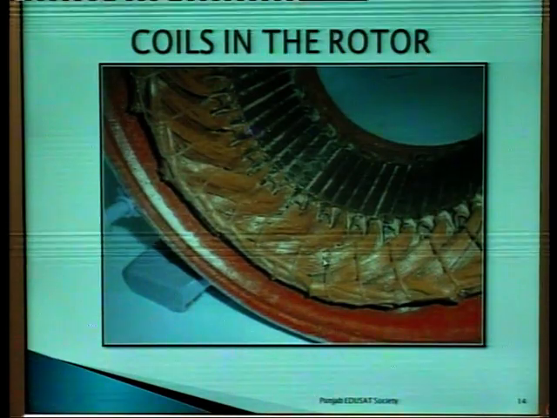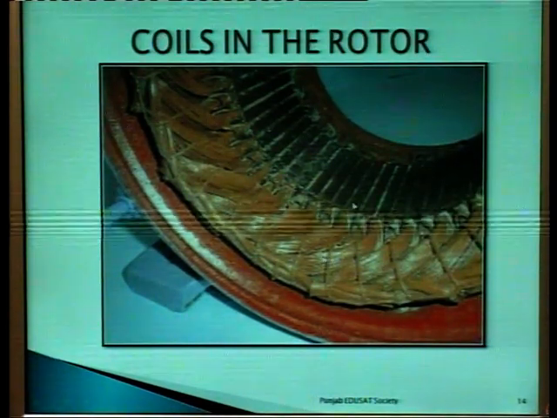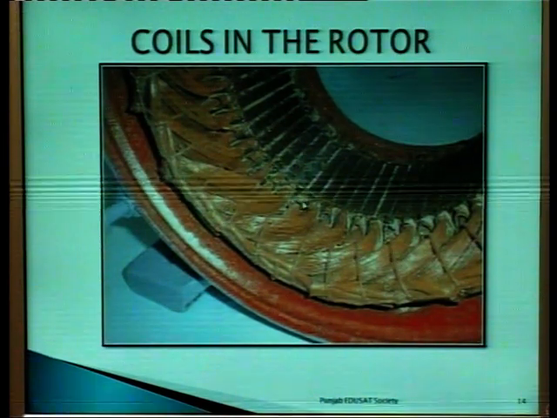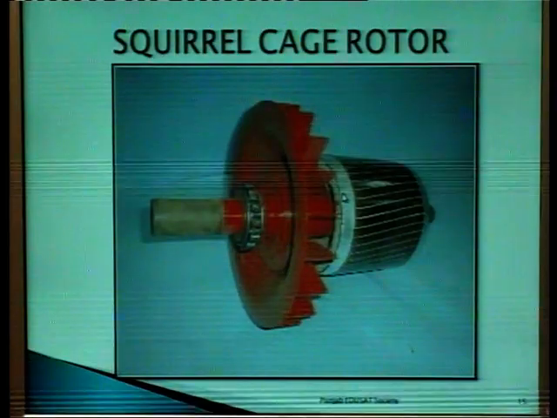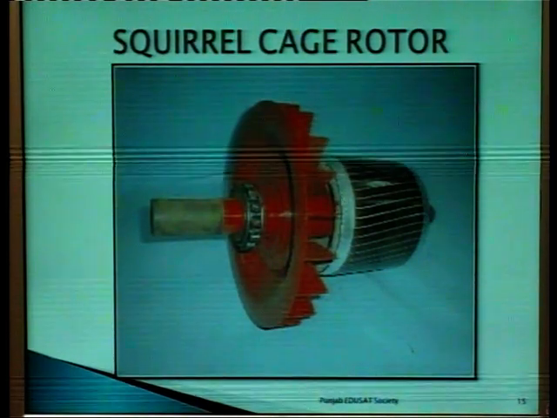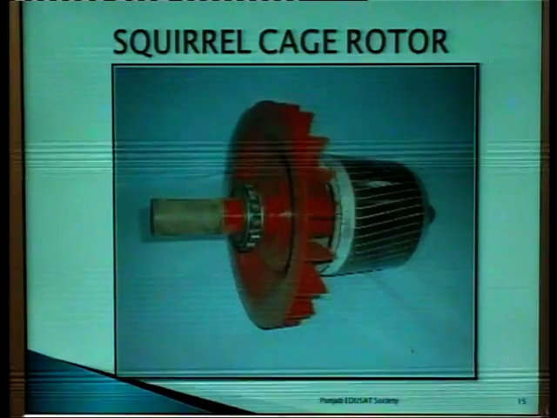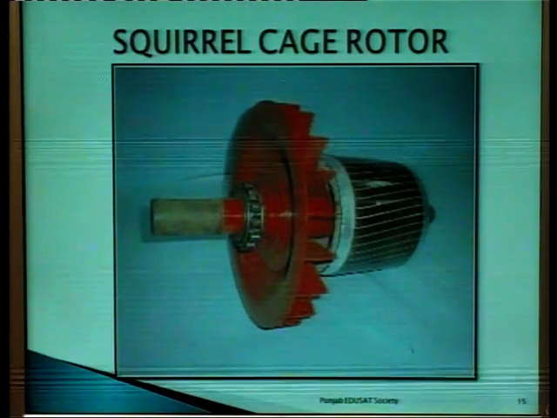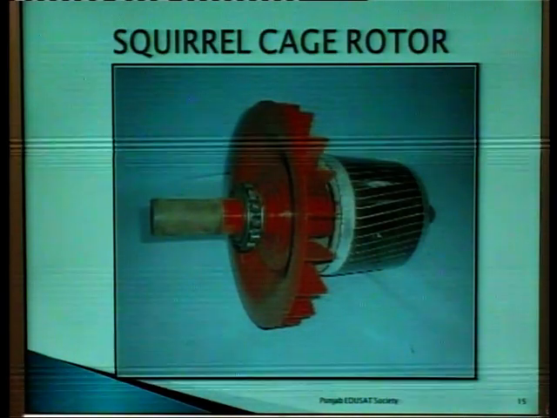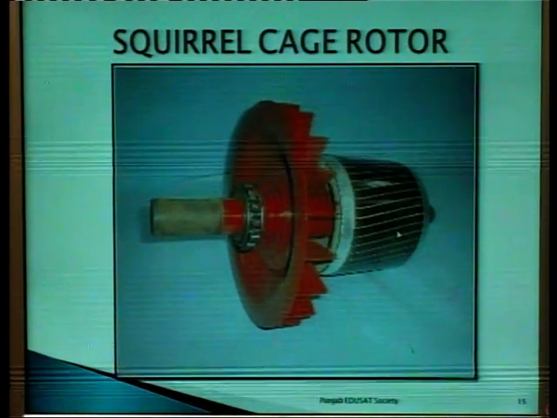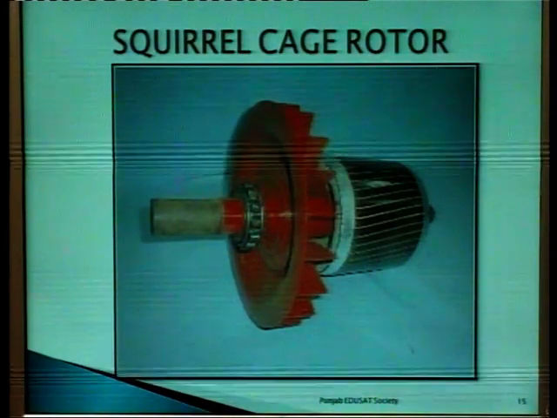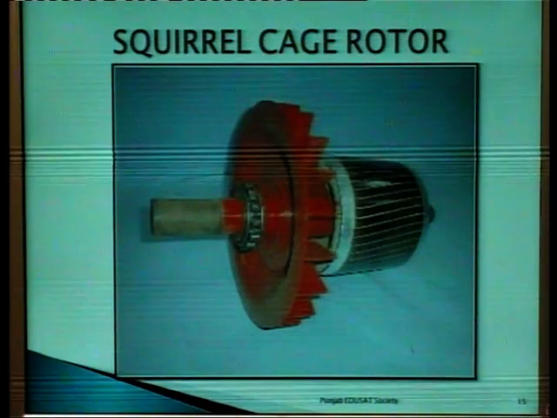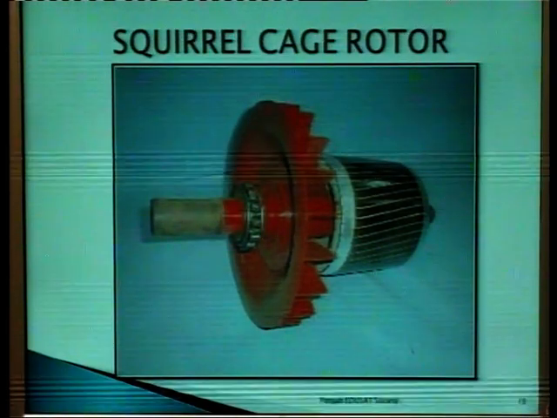This figure shows the coils in the stator of an induction motor. This is the construction of the squirrel cage rotor. The slots are skewed, and this forms the construction of the rotor like a cage of a squirrel. That is why this construction is known as squirrel cage rotor.